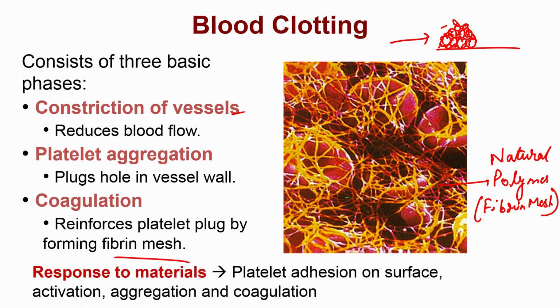And the response to the materials is the platelet adhesion on the surface. So, the platelets will adhere to any foreign material, because of course that is not the environment they are used to, and we talked about how platelets will adhere to any new surface. They will get activated, they will aggregate thinking that this might be a place where the blood vessel is ruptured, so they will start aggregating on that surface, and the major goal there is to prevent any bleeding out from happening, and then it will cause coagulation using this fibrin mesh. So, that is the major blood clotting mechanism.